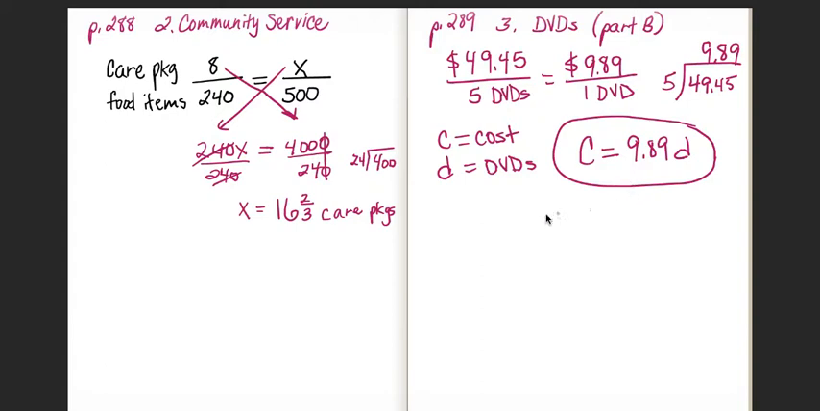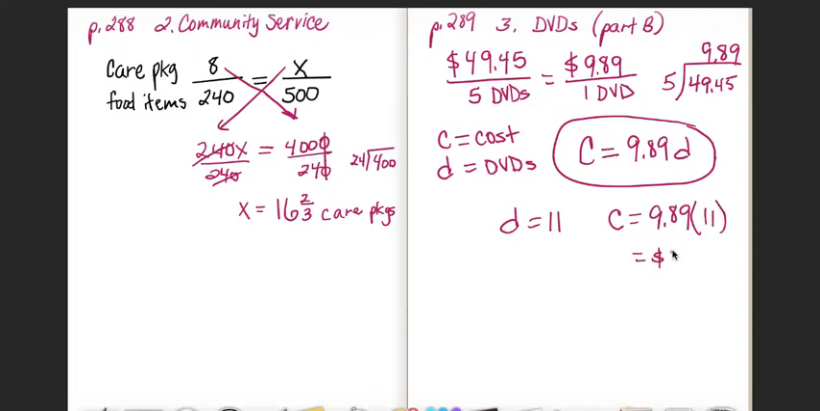Then let's take that equation and let's answer the question, how much would it cost for 11 DVDs at the same rate? So that's the number of DVDs is 11. So you'll plug that in. C equals $9.89 times 11. And then you do that multiplication and your cost is $108.79. So there's your answer.